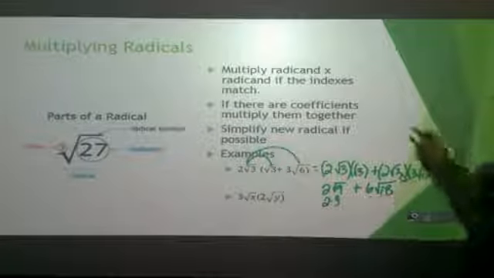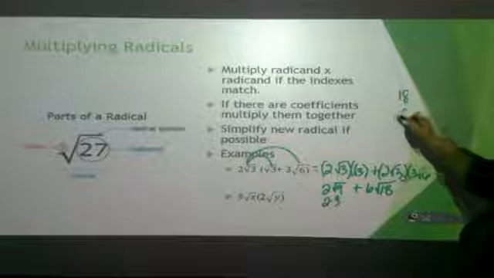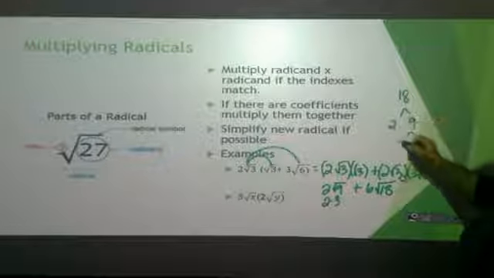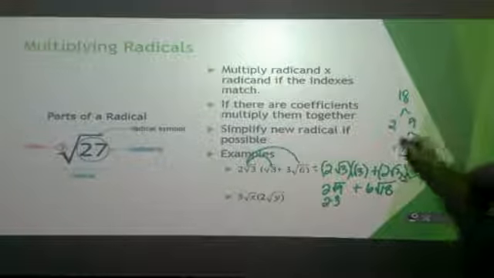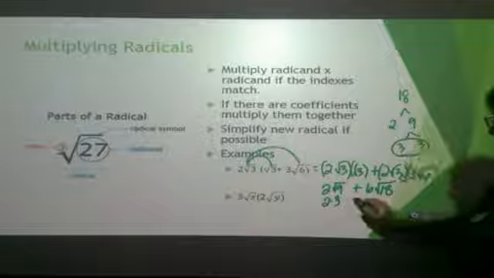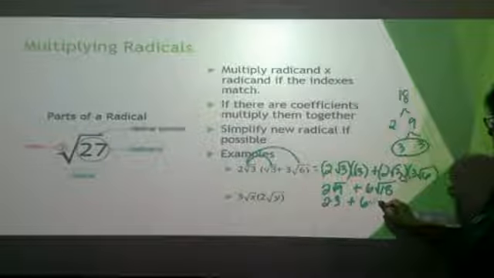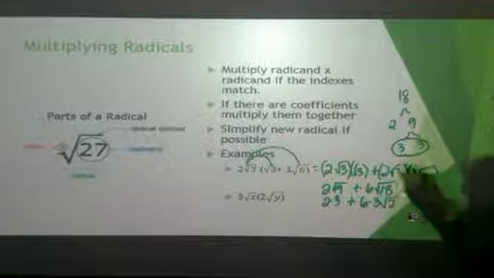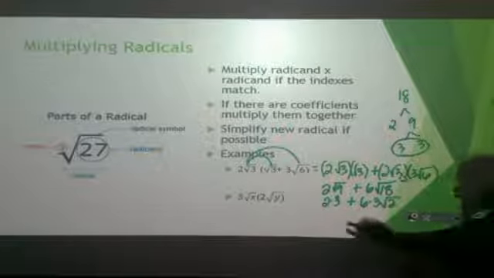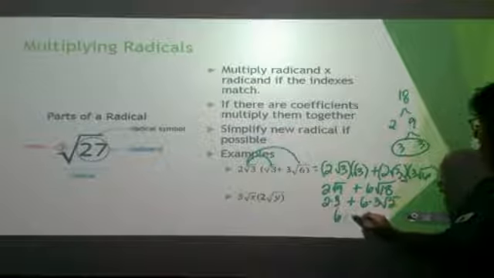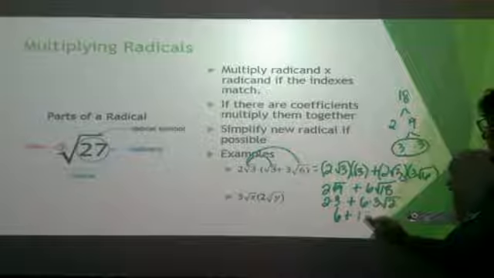And then 18, is it 2 and 9, 3 and 3. So there's a pair of 3s to come out and join the 6. And the 2 stays inside because he didn't have enough bays. So I have 6 plus 6 times the square root of 2.